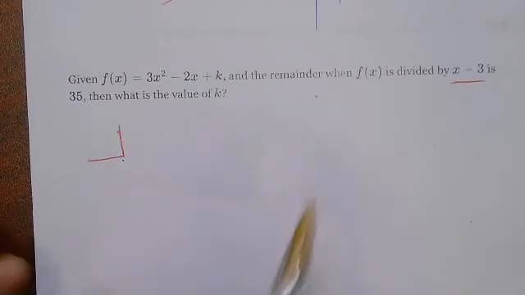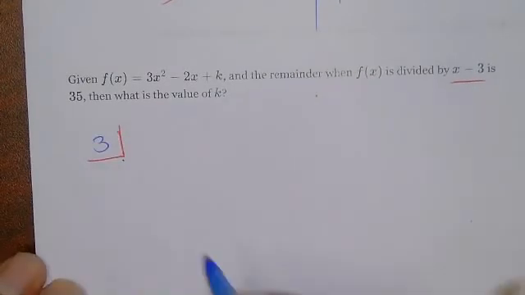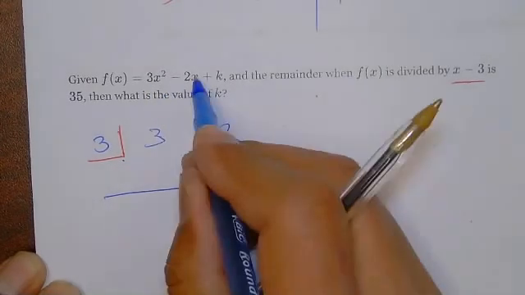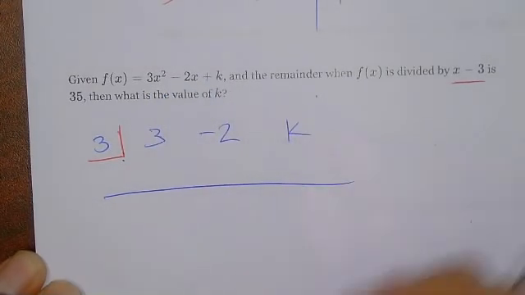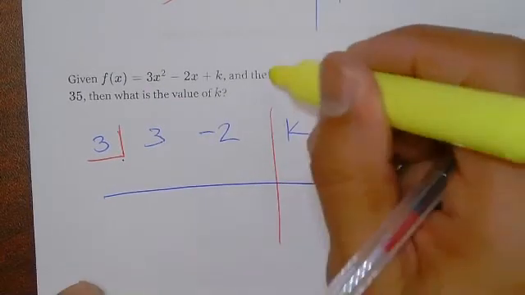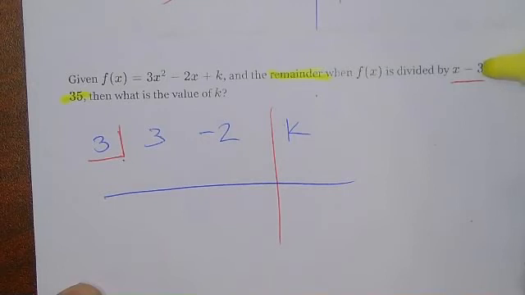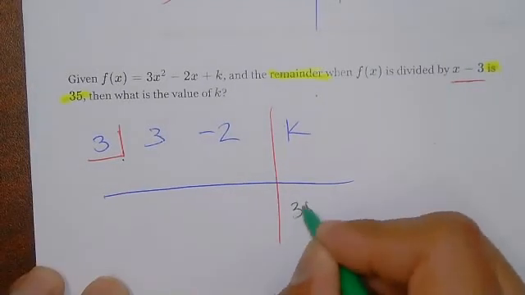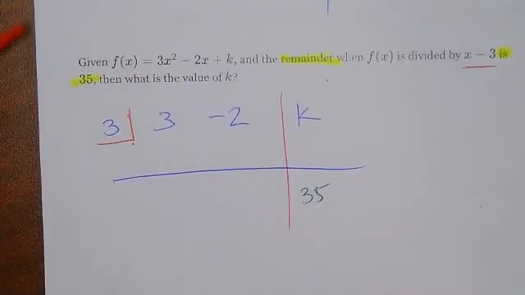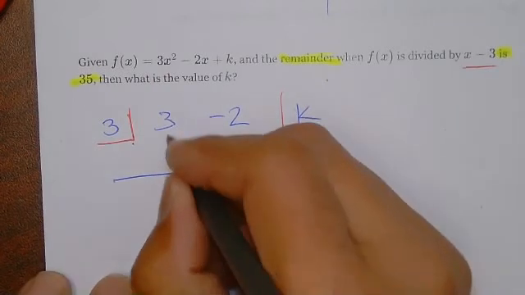Okay, I'm going to do this one quick. So x minus 3 is the divisor, so that means a positive 3 goes here. And the numbers are 3 for the x squared, negative 2 for the x, and k is the last one again? Yeah. And the remainder is what? 35. The remainder is 35. Are we good? Yep. The remainder goes down here because that's usually where the remainder is, right? And I think you're going to get this one now, right?